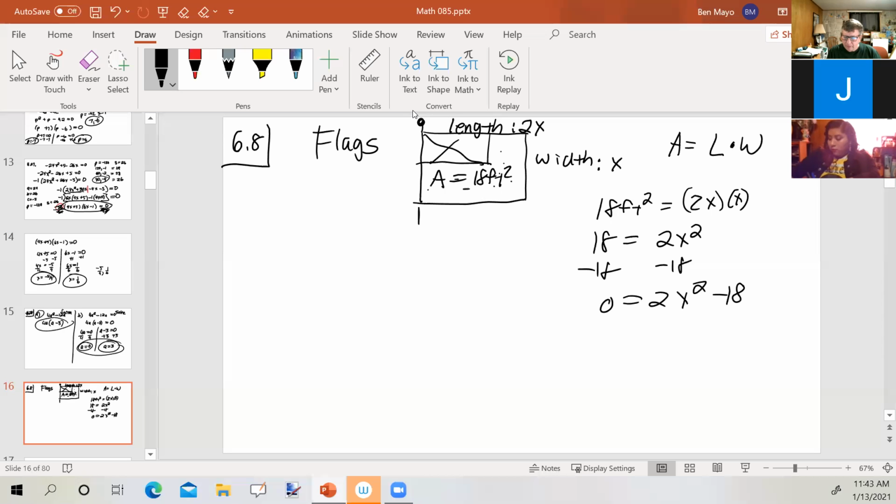Okay. Well, I see that I can factor a 2 out of both terms on the right side of the equation. And then I see that I have the difference of 2 squares, x plus 3, x minus 3, left over. So now I've factored the equation completely, set equal to 0.